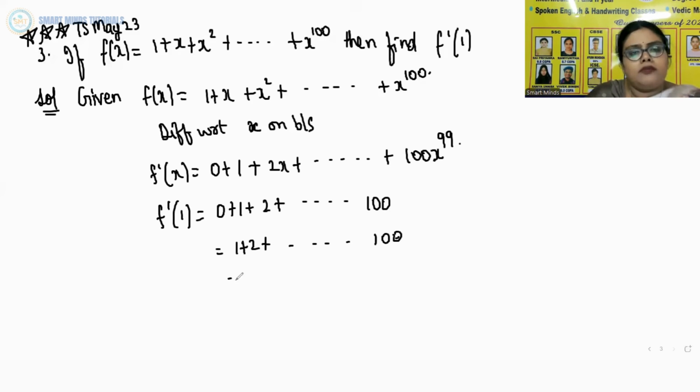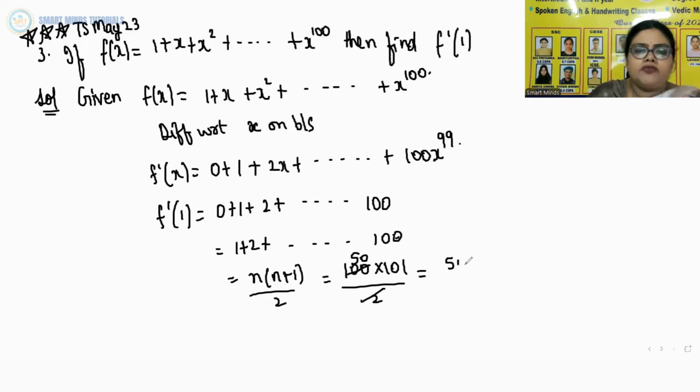The formula for the sum of n terms is n(n + 1)/2. So that is 100 into 101 by 2. Two ones are 2, 50s are. So 101 into 50 is 5050.